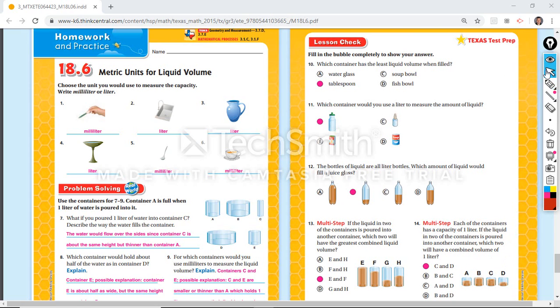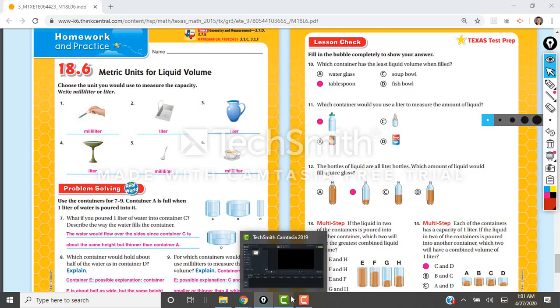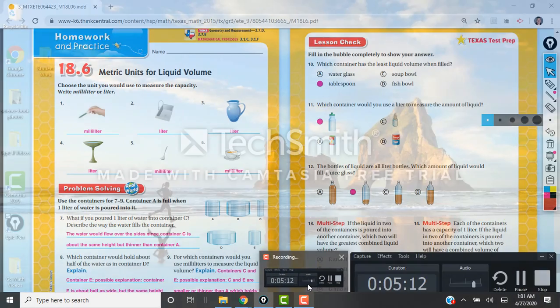So that is the review for 18.6. That reviews what we had to cover today. It's a quick one. I hope everyone did very well.